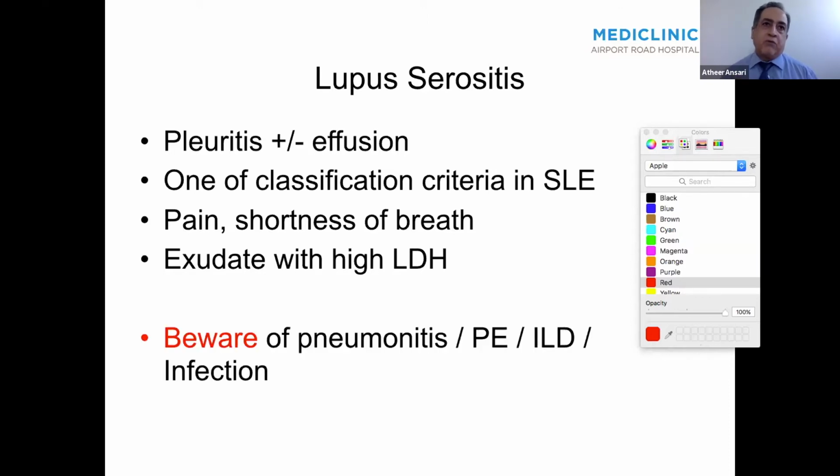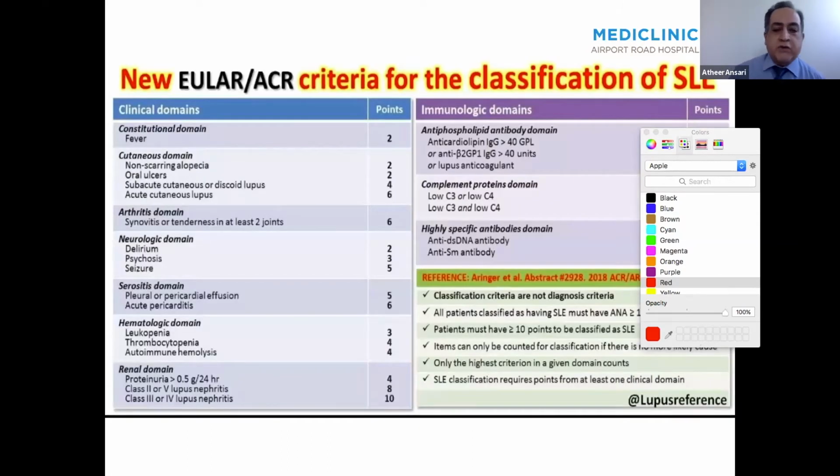However, when you suspect lupus or you are thinking about lupus, you have to think about all the possible co-pathologies that come with lupus, including pneumonitis, PE, and interstitial lung disease. These might be symptomatic contributors. So these are the classification criteria. They are not diagnostic criteria by any means. That's always been said. This is for research.